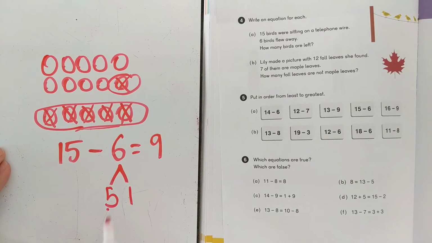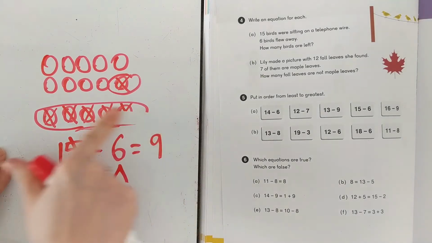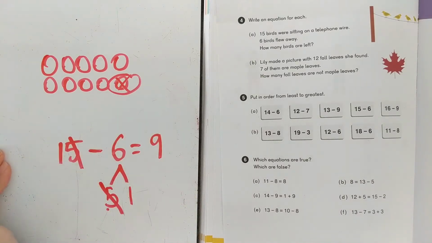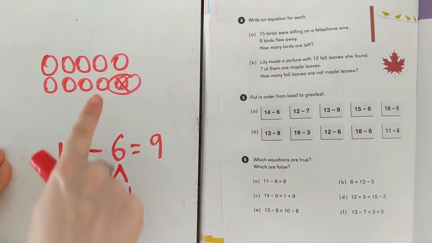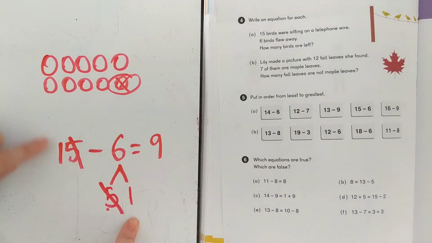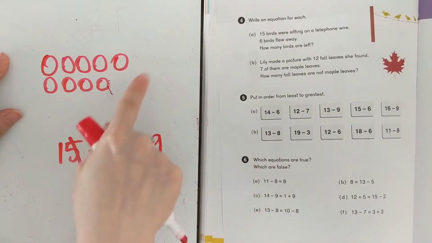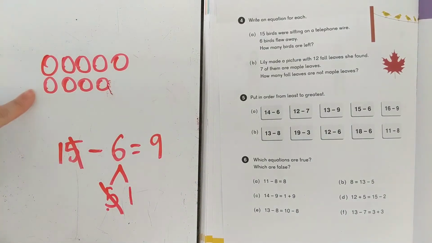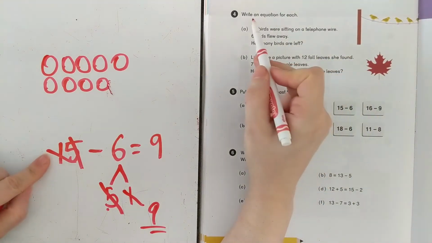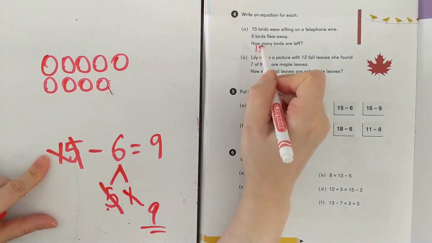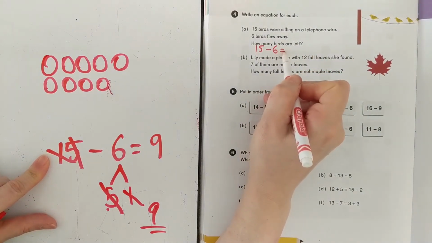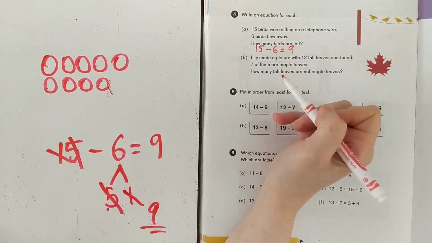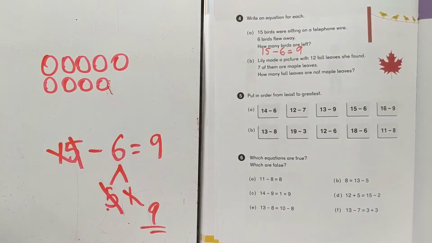Now we can take away the 5. We got rid of that. 5 minus 5. Now we're going to take the 1 from the 10. See that 10 here? When you take the 1 from the 10, you're left with 5 plus 4, which is 9. Got it? So for our equation on our book, because they said write an equation, we will say 15 birds minus 6 birds flew away. 9 birds are left.